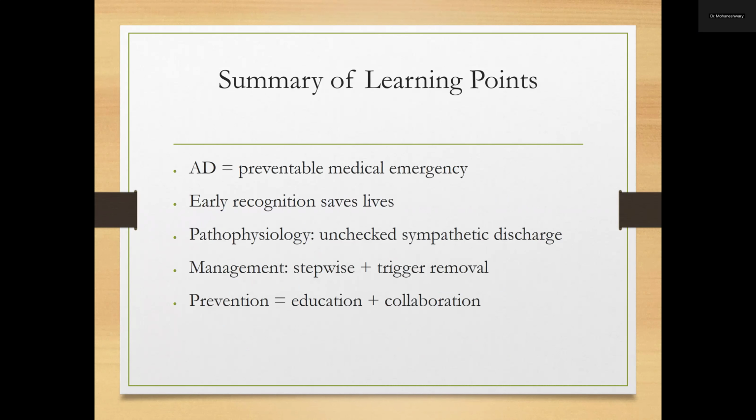The learning points I would like to summarize: AD is a preventable medical emergency. If we recognize it early, it can save lives. The pathophysiology is unchecked sympathetic discharge. Just remember, parasympathetic and sympathetic. The management is stepwise with trigger removal. Very, very easy, nothing very difficult about it, but we need to be aware of the common triggers. And of course, prevention is continuous education and collaboration with the team managing the patient.